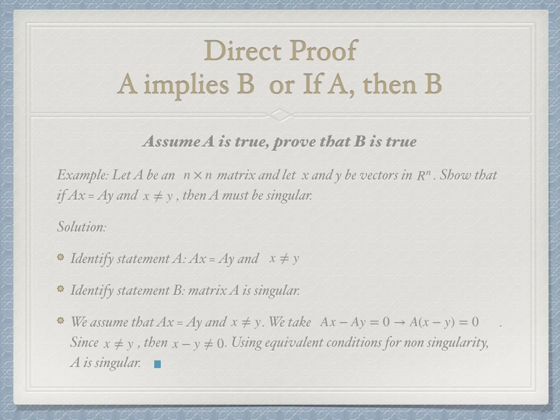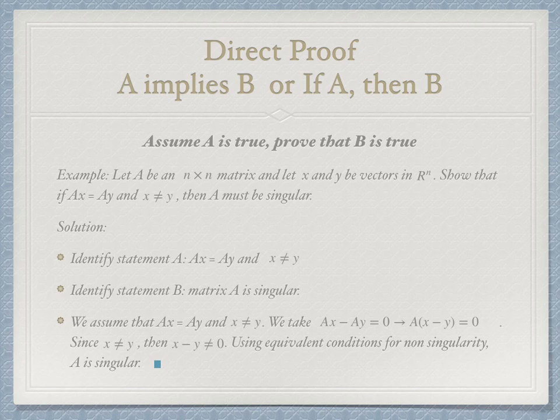Direct proof. If you want to show that A implies B, or if A is true, then B is true, then using direct proof is when you want to assume that A is true, and then you want to show or prove that B is also true. Well, let's take a look at an example.